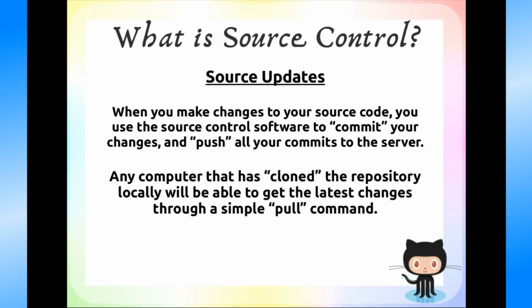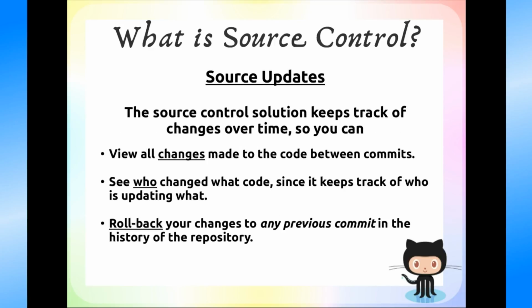Any computer that has cloned the repository locally will be able to get the latest changes through a simple pull command. So as you're moving between different computers, all you have to do is use the pull command, and whatever computer you're on will have the latest source code on it. The source control solution also keeps track of changes over time, so you can view all of the changes made to your code between commits, see who has changed what code, since it keeps track of who is updating what, and you can roll back your changes to any previous commit in the history of the repository.